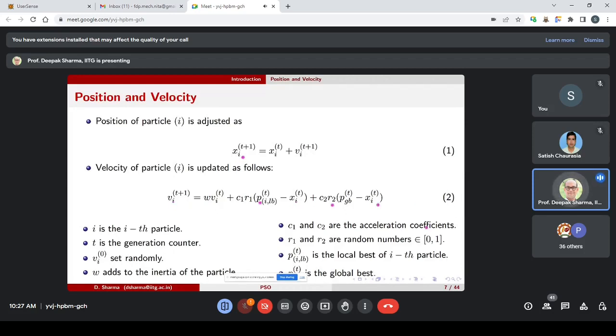Then we have the parameter P_i^LB(t). This parameter is called the local best. LB stands for local best, and i stands for the ith particle. So it is the ith particle's local best in the tth iteration. Similarly, in the third component, we have P^GB(t), which is the global best position in the tth iteration. This global best is with respect to the swarm, where we have many particles.